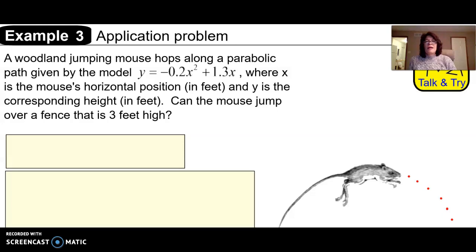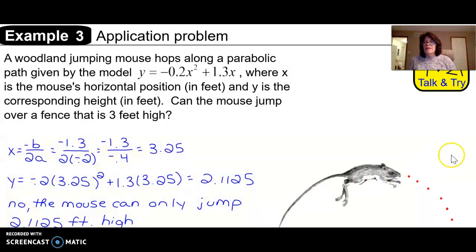Okay. Here's our little mouse. You can look at that, pause it. I'm going to put the answers. We'll go over that in class. See you in class.